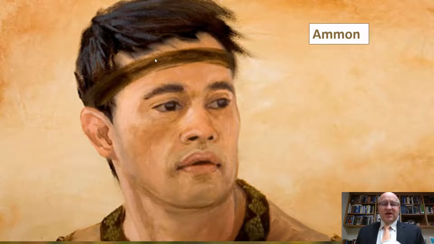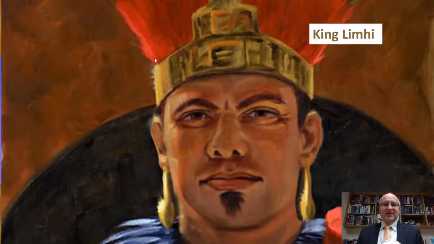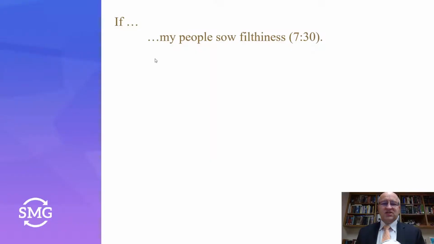Ammon, in chapter 7, verse 3, at the beginning of our reading this week, is described as a strong and a mighty man. King Limhi is a grandson. Limhi is the son of Noah, who's the son of Zeniff. He's made king by the voice of the people. He has some great insights. One of the ones I just love is he talks about an if-then proposition here.